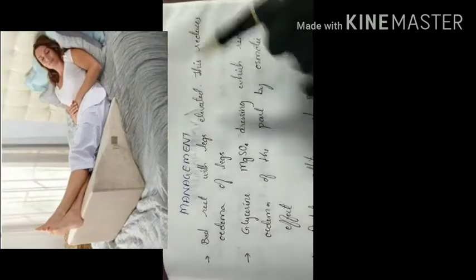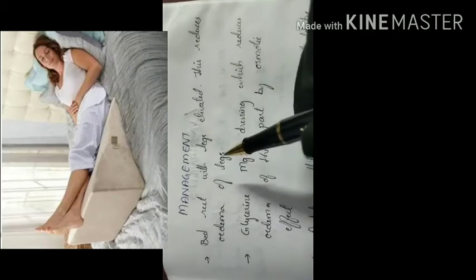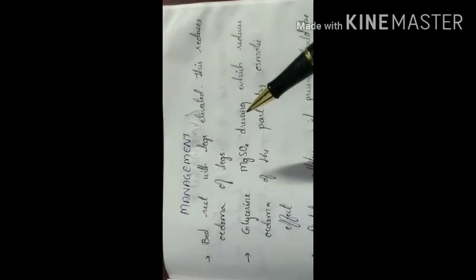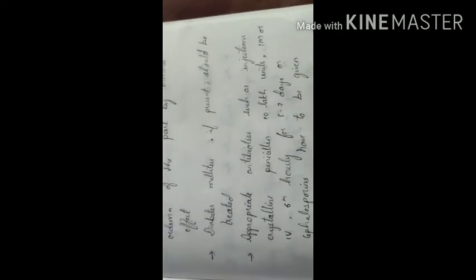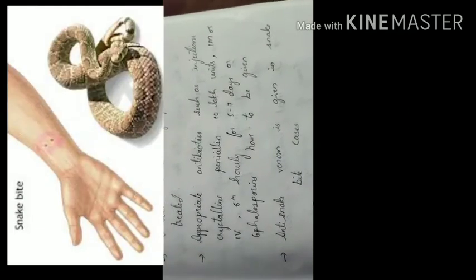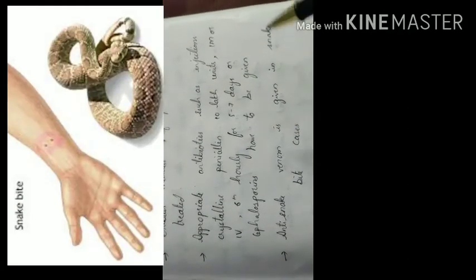Coming to its management, bed rest has to be advised with the legs elevated. Elevation of the leg will reduce the edema of the leg. Then glycerin magsulf dressing has to be done. This will reduce the edema of the part by the osmotic effect. If the patient is diabetic, diabetes has to be treated, and appropriate antibiotics have to be given, such as injection crystalline penicillin 10 lakh units intramuscular or intravenous. This has to be given 6 hourly for 5 to 7 days, or cephalosporins can be given. If there is a snake bite or scorpion bite, in that case anti-snake venom is given in snake bite cases.